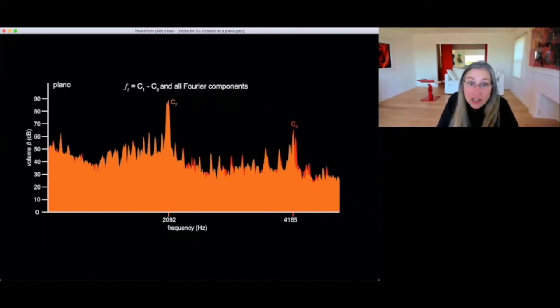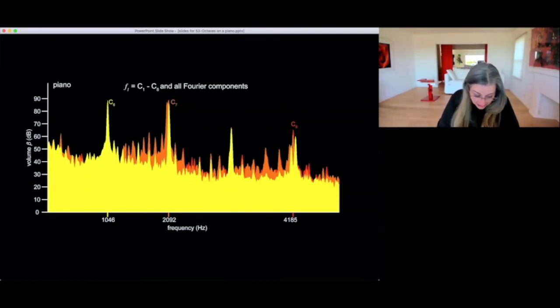I go down another octave to C6, and what does C6 sound like? Let's find it on my keyboard. That's it. So for C6, the first overtone, its second Fourier component or second harmonic, overlaps C7, and the second overtone or third harmonic doesn't overlap anything. The fourth harmonic overlaps approximately C8, again, not perfectly, not accurately.